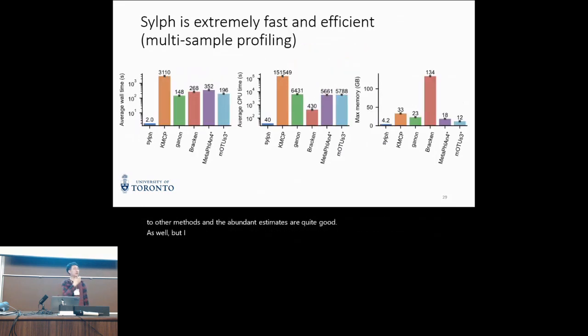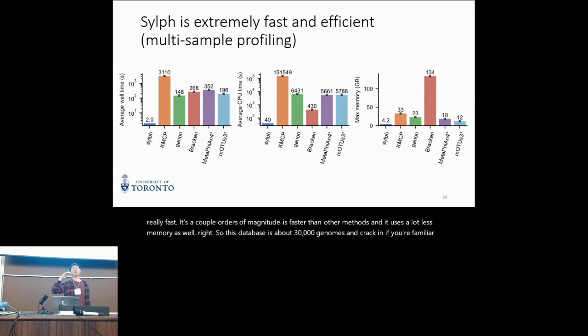But I think what's more interesting is how fast and efficient our method is. Recall that we're really sampling these k-mers and not using a lot of information. So we make it really, really fast. It's a couple orders of magnitude faster than other methods, and it uses a lot less memory as well, right? So this database is about 30,000 genomes. And Kraken, if you're familiar, Kraken's a very popular tool. It's already using 130 gigs of memory, but we're only using about 4. So it's scalable.